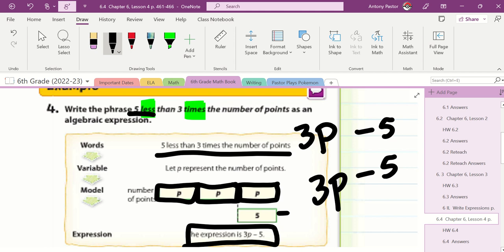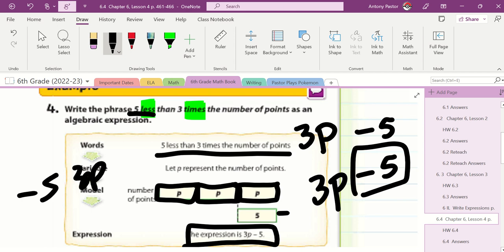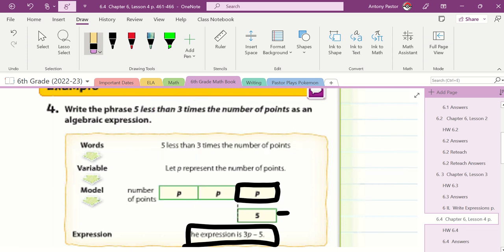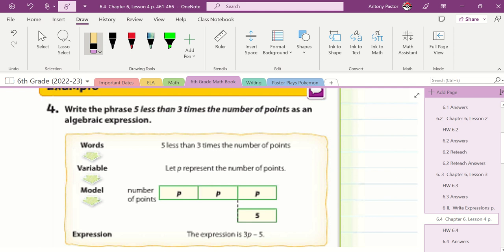And remember, I have to put minus 5 at the end because that's where we subtract. If I put negative 5, 3P, that makes 0 sense. So you don't always have to follow the way that the sentence is. Just read the sentence carefully and it will help explain. So 5 less than 3 times the number of points. That's 3 times P minus 5.